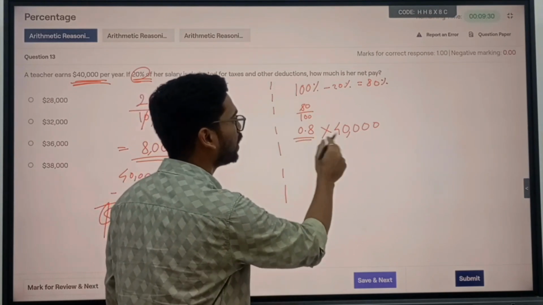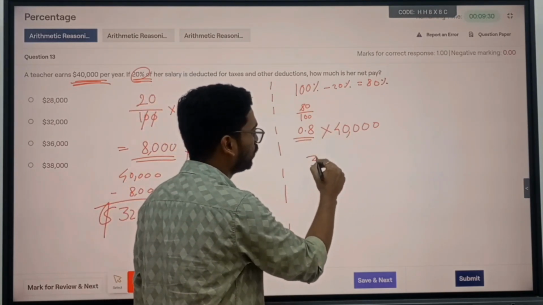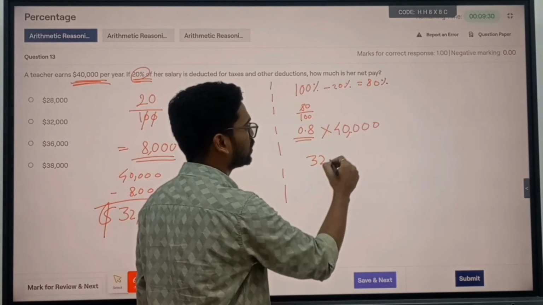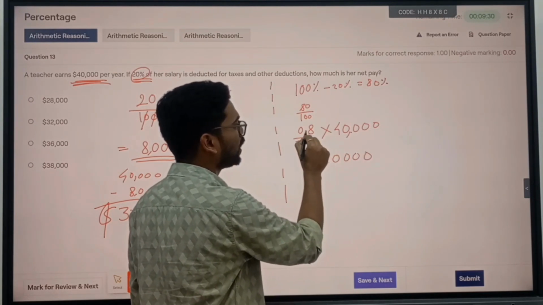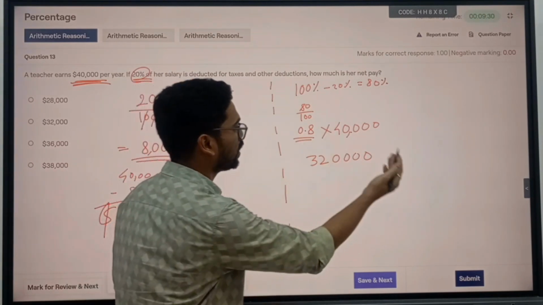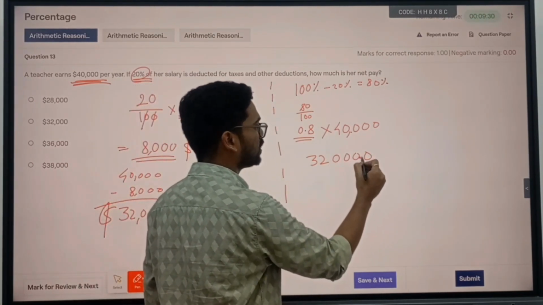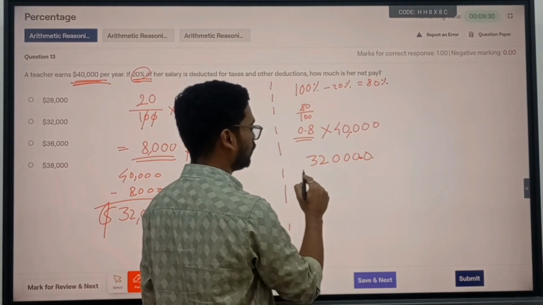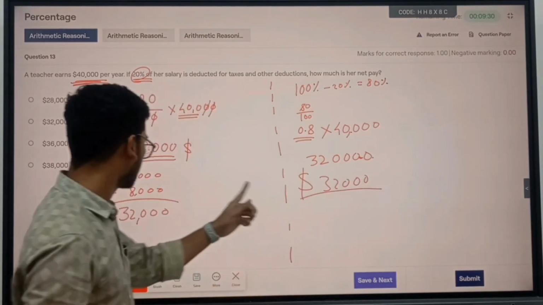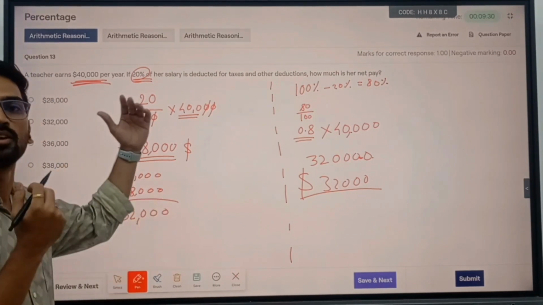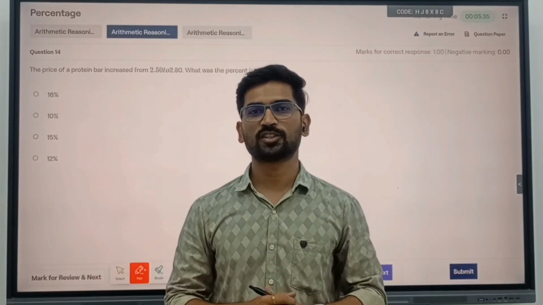When we do this multiplication, we will get our answer. 8 4s are 32, and these 4 zeros as it is. And decimal point is after one digit from the right hand side. So decimal point will come somewhere here. So this 0 means nothing. So we get our answer as $32,000. Same as this case. So it is a shorter or simpler method. Now moving on to our next question.